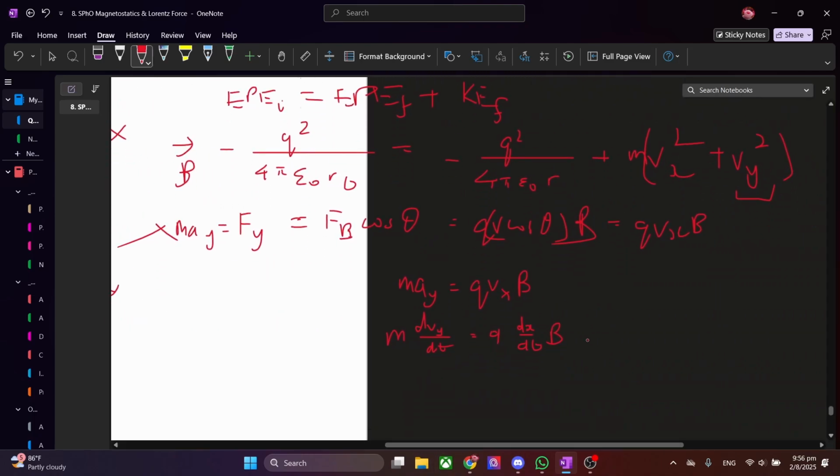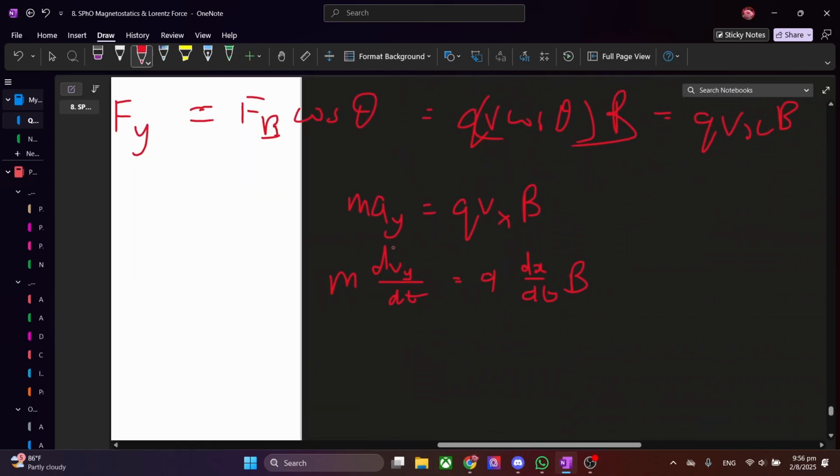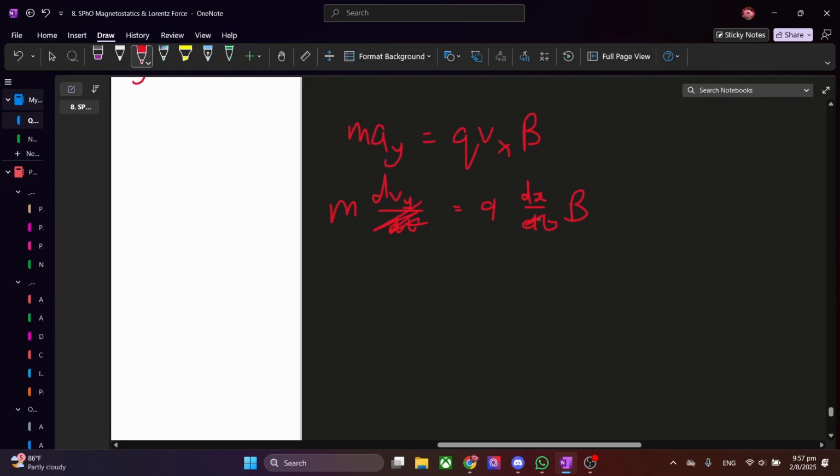But anyway, aside. So m ay is QVxB, and once again, we can do the same trick of eliminating time. So we get m dVy is QB dx, and we can then just integrate this. That's quite easy.